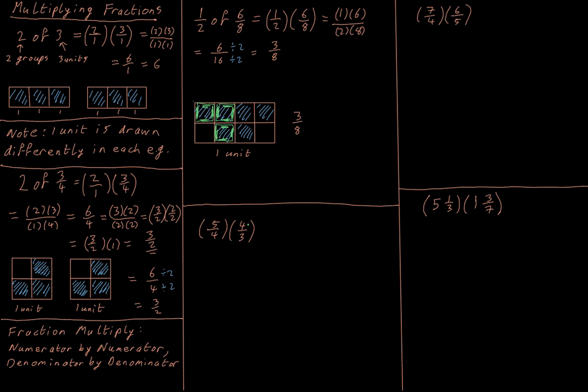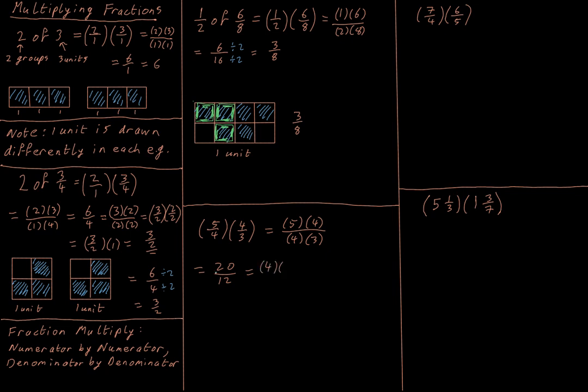So I have 4/3, and then I have 5/4 of them. Or put the other way, because we know multiply order does not matter. So let's use our rule. We're going to have top by top, bottom by bottom, or numerator by numerator, denominator by denominator. And I end up with 20 all over 12. I can see I have a common factor of 4. This time I will write it out the long way. So I have a common factor of 4.